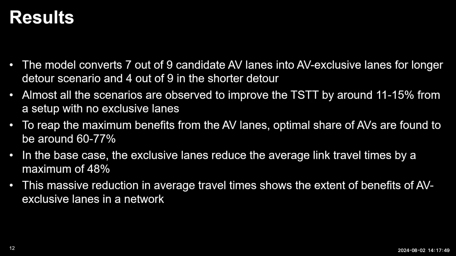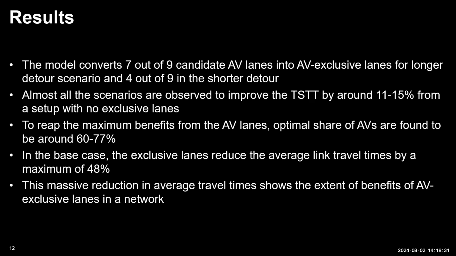Assuming the average travel time, the base case we start with is zero AVs in the network, and then slowly we introduce the percentage of AVs in the network and see how it impacts the total system travel time. So when you say you reduce the average link travel time by a maximum of 48%, what scenario is that? When we reach around 60 to 77%, that's the area where there are more AVs in the network. That's where we get the maximum benefits.